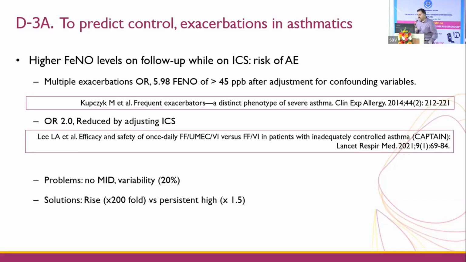If you look at the original 2011 ATS paper, they would say that if a FeNO is more than 50, then you use a 20% reduction as a cutoff. Or if the FeNO is less than 50, you use 10 ppb as a MID, but that is not based on much evidence because that paper did not serially follow FeNO over time.